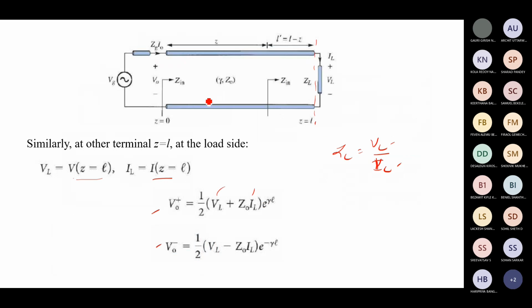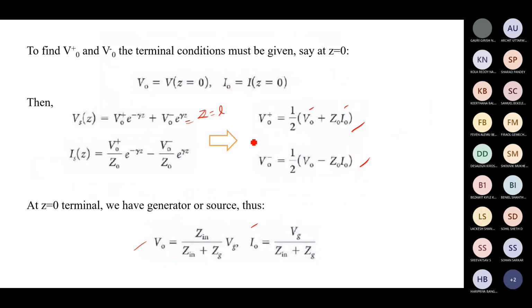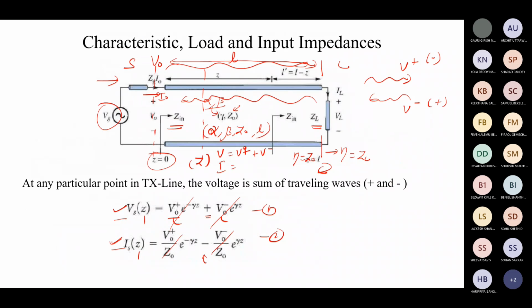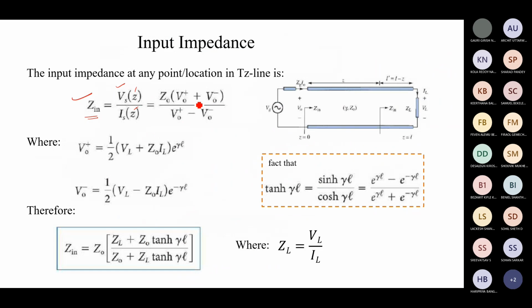So we have taken this term, and it is presented here. Now once again we are substituting the incident and reflected components in these two equations. There will be a little lengthy derivation, and because the exponential terms convert into tanh, you will get an expression like this. So this is the input impedance at any particular point.